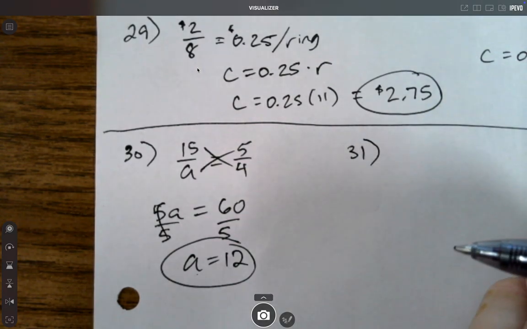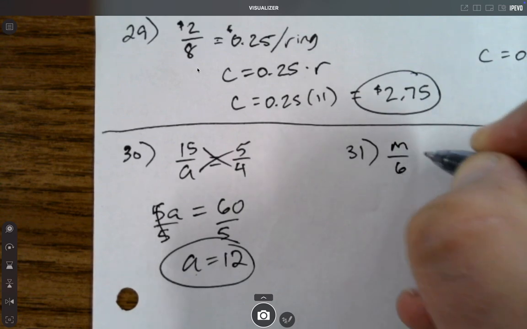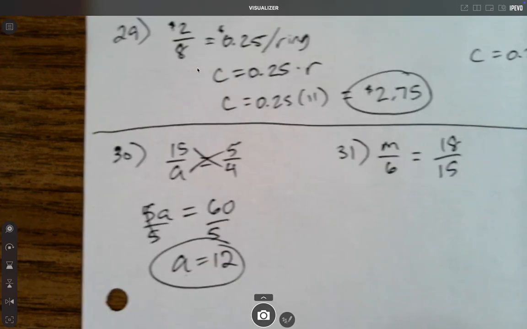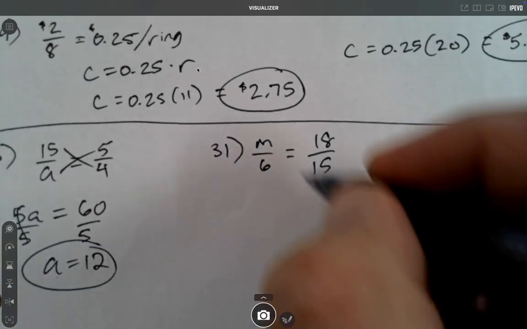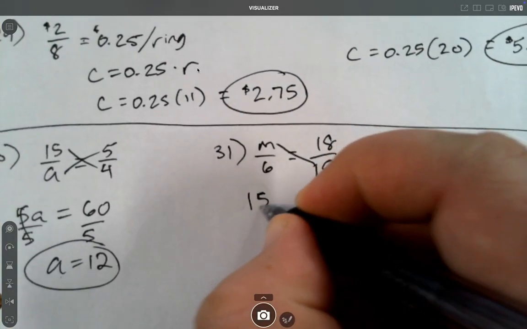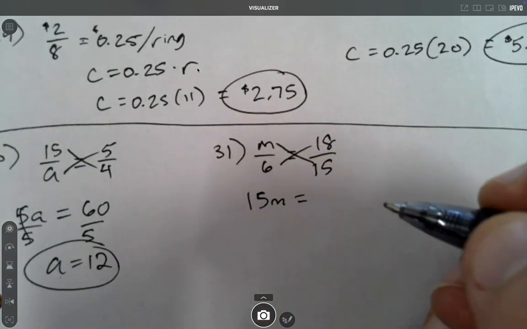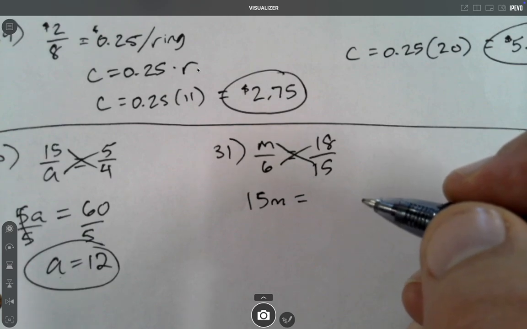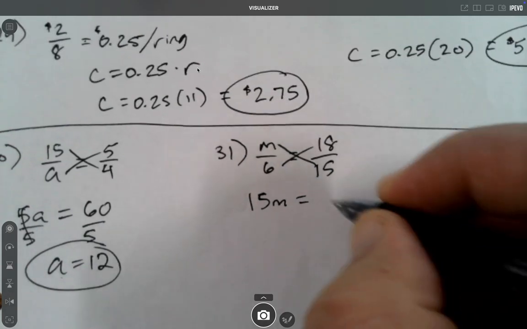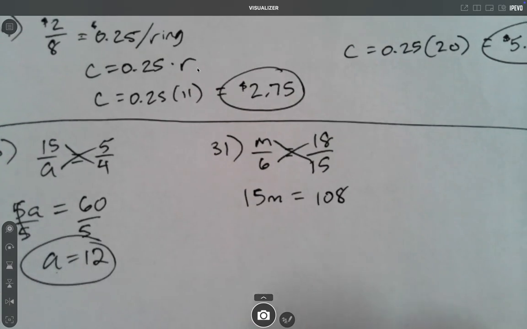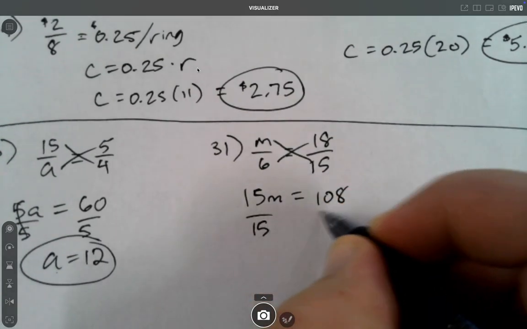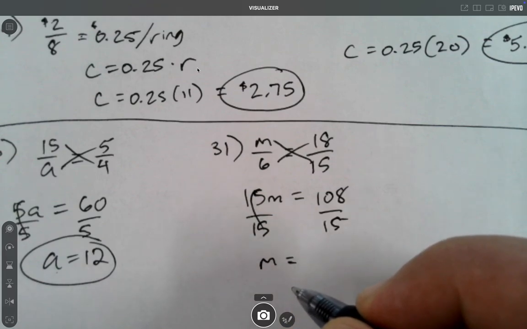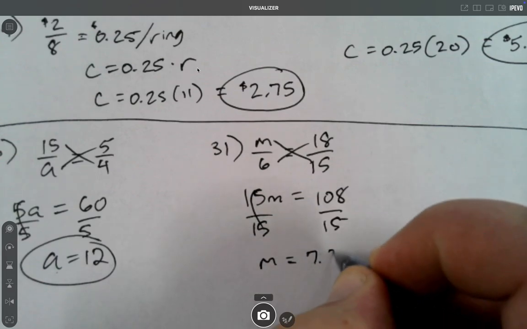31. M over 6 equals 18 over 15. So we cross multiply. M times 15 equals 6 times 18, which I think is 108. Let me double check. Yes. Then we divide both sides by the coefficient, which is 15. And we get 7.2.